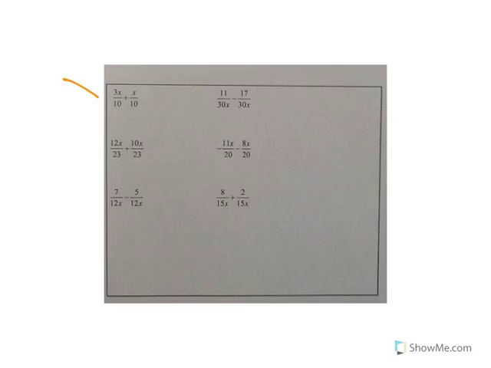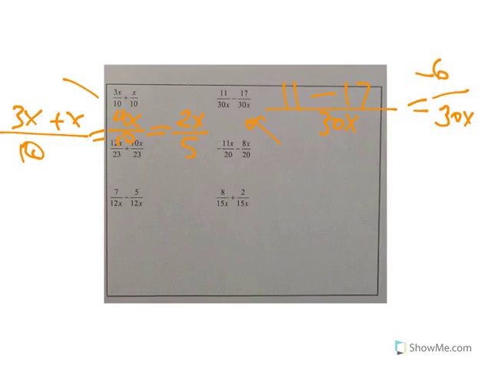These problems here, same idea. They have the same denominator, even though there is a variable in there. We don't know what that variable is worth, but we just add them together. This problem here is just 3x plus x over 10, which is equal to 4x over 10, which you could simplify into 2x over 5. For this problem, it's going to be over 30x again. It's just 11 minus 17, which is negative 6. Dividing 6 into both the top and bottom, it's going to be negative 1 over 5x.